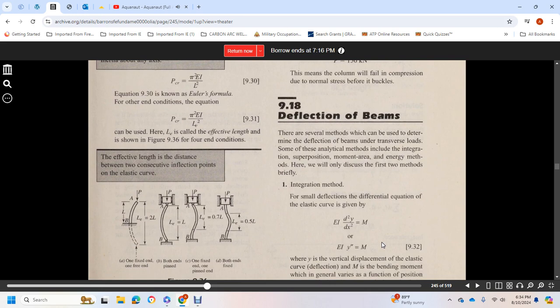9.18 Deflection of beams. There are several methods which can be used to determine the deflection of beams under transverse load. Some of the analytical methods include integration, superposition, moment area, and energy methods. However, we'll only discuss the first two methods briefly.